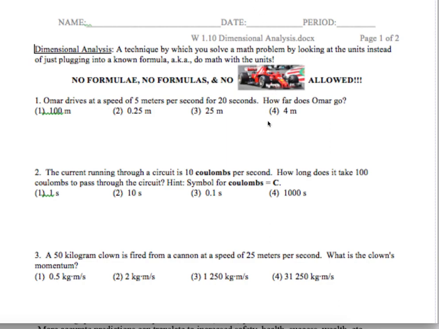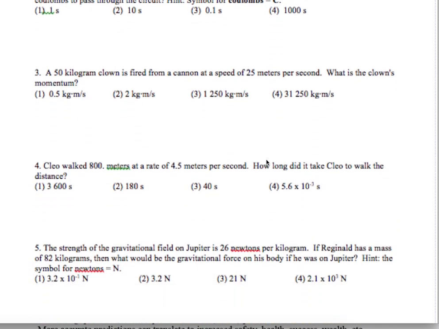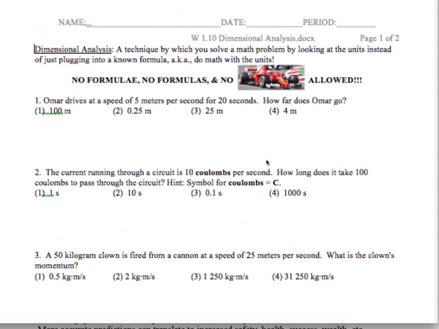So W1 pen is the homework we want you to do. And I only want you to do page 1. Do not do page 2. Page 2 you're not ready for. Page 1 is 5 questions.